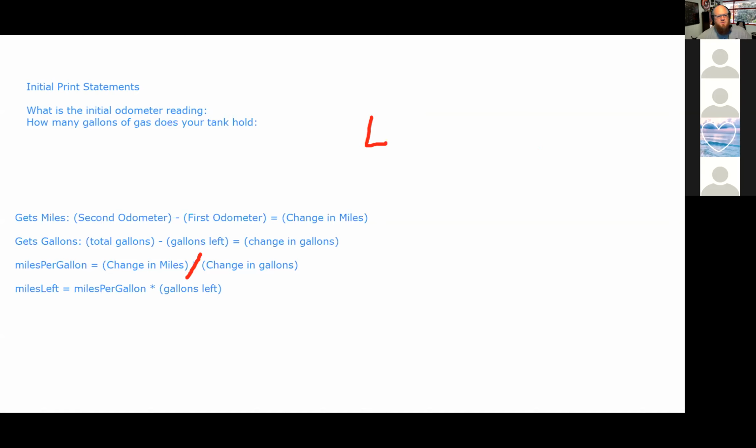Once you get your miles per gallon, then it's just miles per gallon times gallons left. Does everyone understand that perfectly? Yes. Perfect. That's what I wanted written out. Once you get that, you're ready to code. So someone else can share, and you can start your coding. Nicely done.